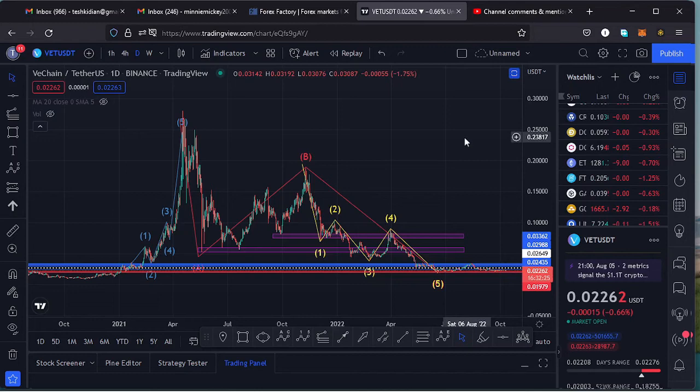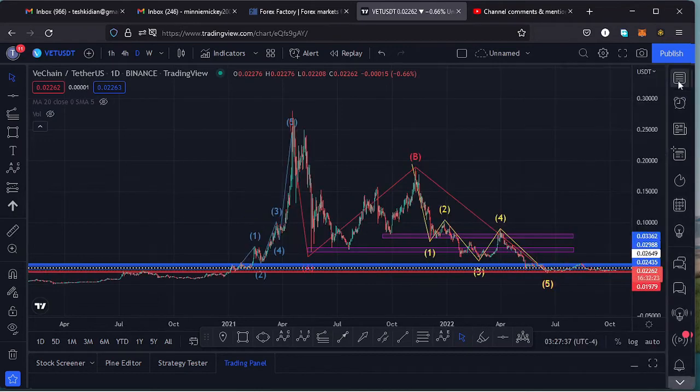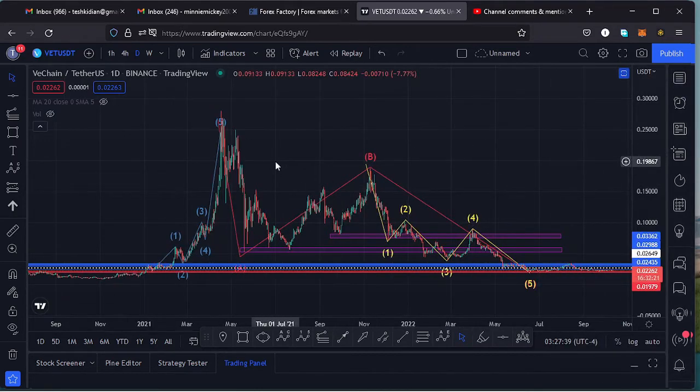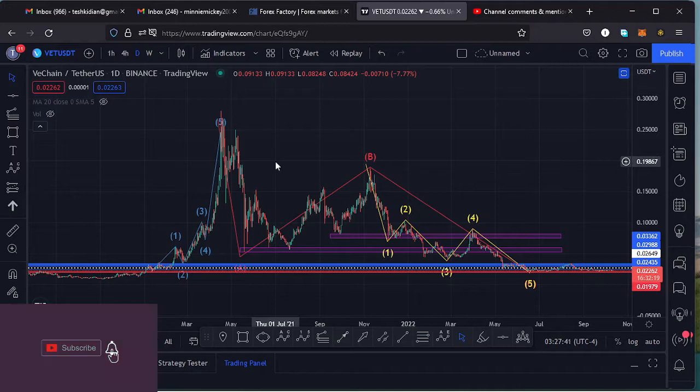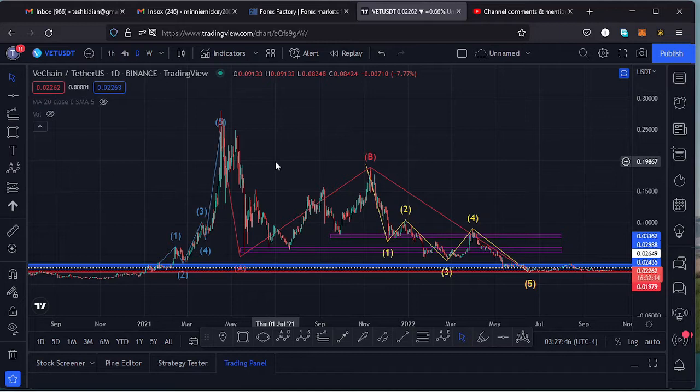Jumping back to the Vechain chart so that I can give you the key scenarios that I expect to play out, basing my analysis on the Elliott waves and the Fibonaccis, and also the key areas of support and resistance, and also drawing out the key chart patterns that you have on this chart.